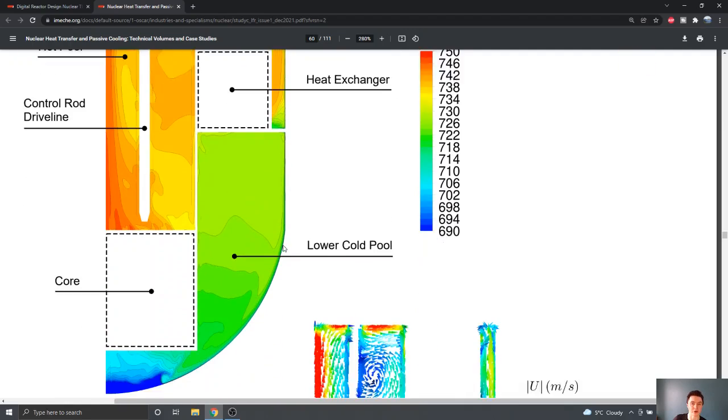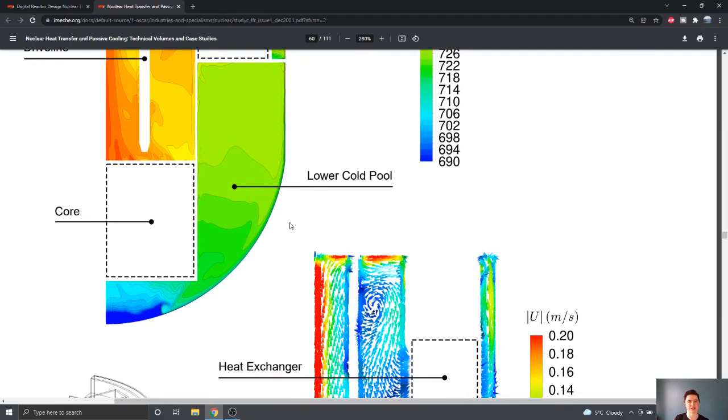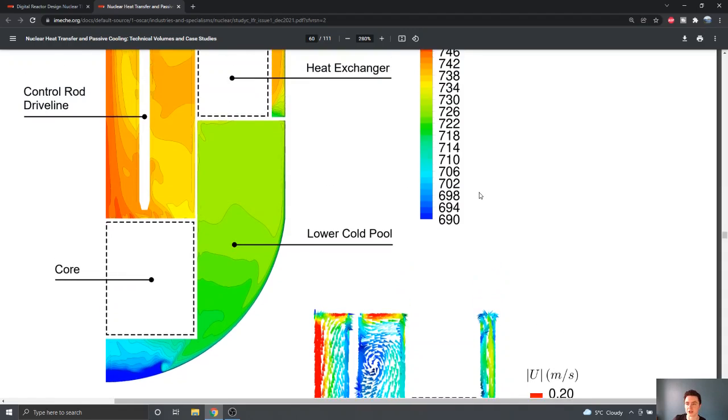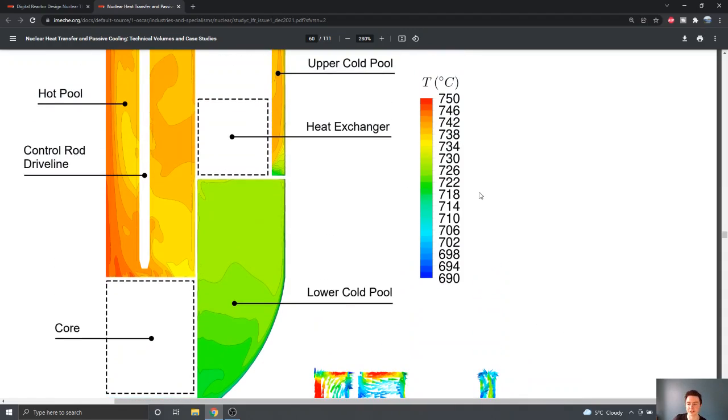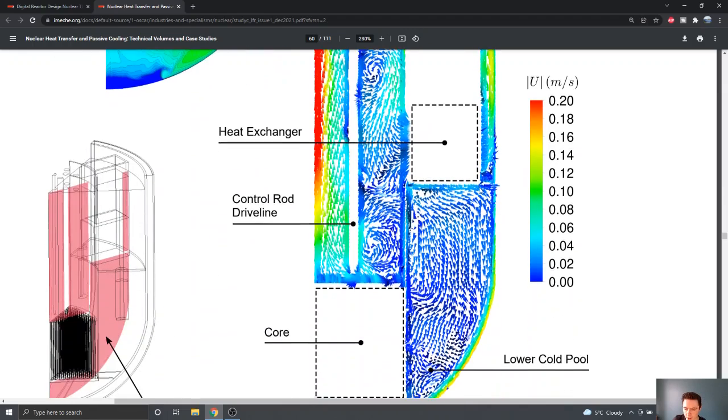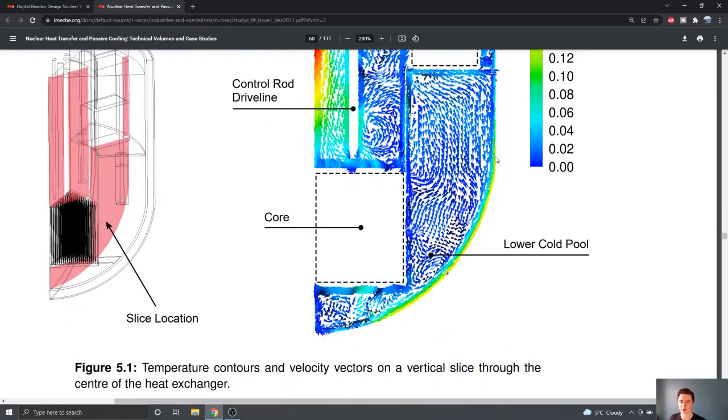And a hot spot and a cold spot are just as bad, because it's the temperature gradient on the structural components, like that shell of the reactor. If we have a large temperature gradient, that's going to induce some high thermal stresses in those components, which would be bad for the stability and safety of the reactor itself. But what's actually happening in this lower cold pool?